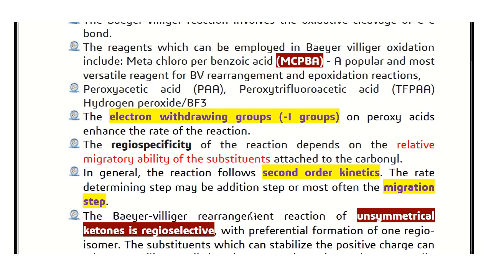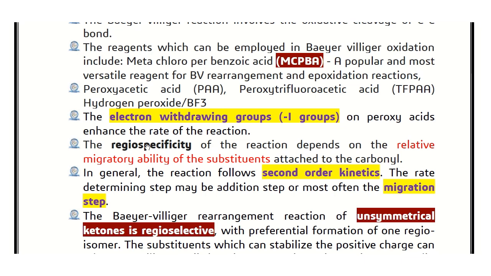The Baeyer-Villiger oxidation reaction is usually regiospecific. This will depend on the type of ketone, because some ketones are symmetrical and some are unsymmetrical. Symmetrical ketones are those which have the same R group on both sides of the carbonyl functional group, like acetone, which has methyl on both sides. Unsymmetrical ketones are those which have different R side chains on both sides of the carbonyl functional group. On one side it can be methyl, on the other side an aromatic side chain, or methyl or ethyl on the other side. So they are the unsymmetrical ketones.